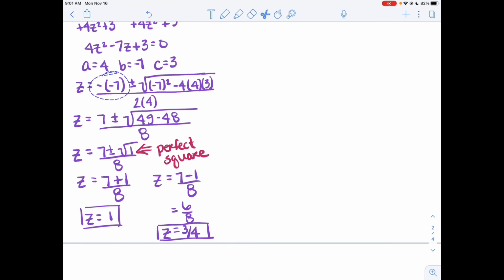Again, remembering that I have a -7, so it's a -7, plugging in everything for the discriminant and all divided by 2a. 49 minus 48 gives me a 1, -7 gives me a +7, and 2 times 4 is 8. Let's break this into two pieces. I do notice that square root of 1 is a perfect square of 1. So I can say that z is either equal to 7 plus 1 over 8 or 7 minus 1 over 8. When I simplify this, I get z is equal to 1 here, and then I get z is equal to 6 over 8, which reduces to 3 over 4.